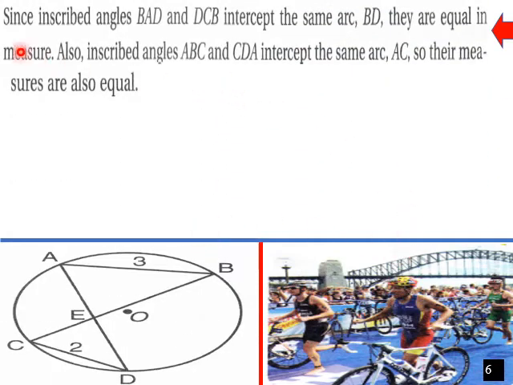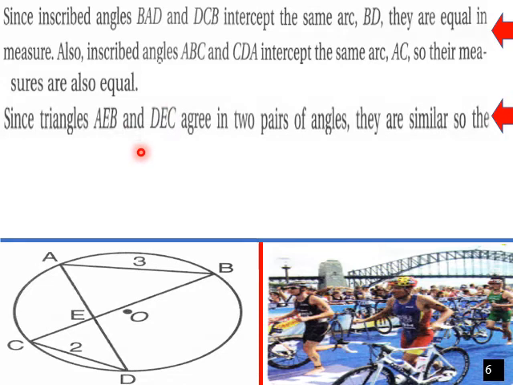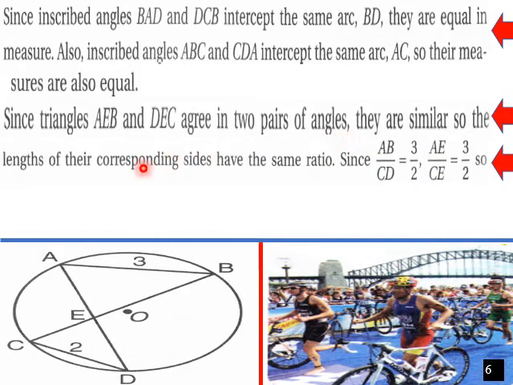Well, in this situation here, since the inscribed angles BAD and DCB intersect the same arc BD, they are equal in measure. Also, inscribed angles ABC and CDA intersect the same arc AC, so their measures are also equal. Since triangles AEB and DEC agree on two pairs of angles, they are similar, so the lengths of their corresponding sides have the same ratio. AB over CD equals 3 over 2. Then AE over CE equals 3 over 2.